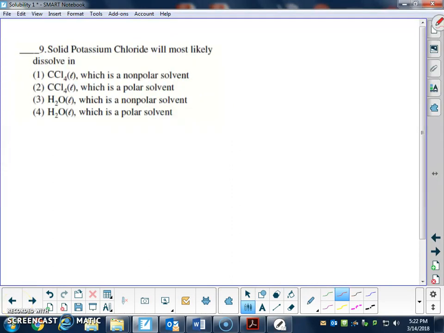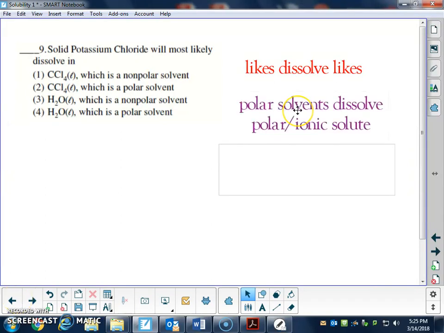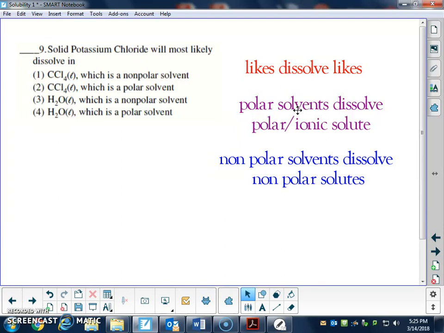Okay, this question here, number 9, is drawing on your knowledge from back in the last unit. We have to remember what's what. Well, likes dissolve likes, so we want to make sure that we have like things to dissolve one another. So if we're talking about likes dissolving likes, that means a polar solvent will dissolve a polar or ionic solute, whereas a nonpolar solvent will dissolve a nonpolar solute. So now we need to decide what we have here.